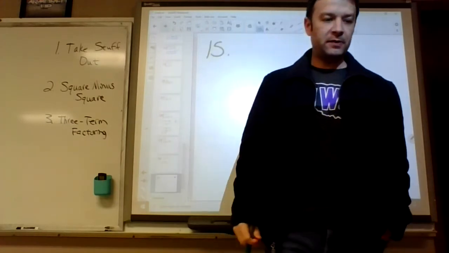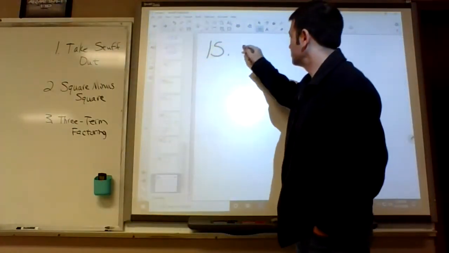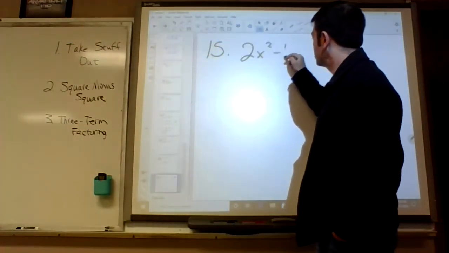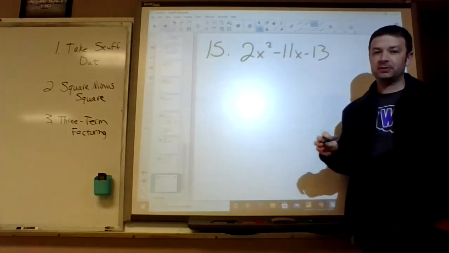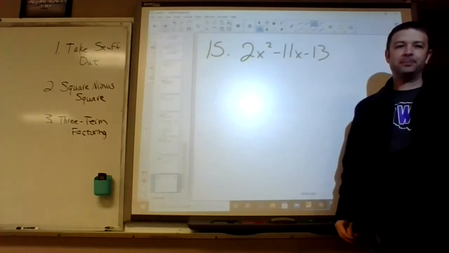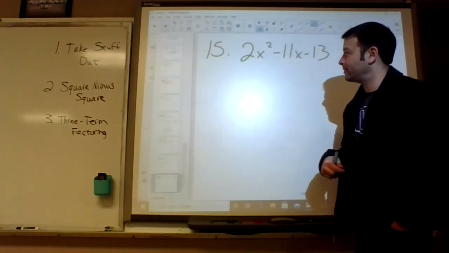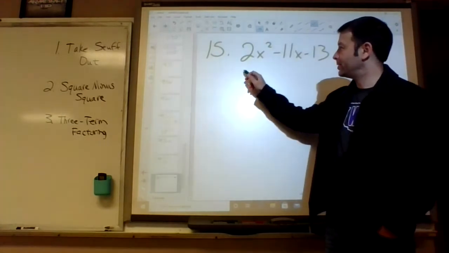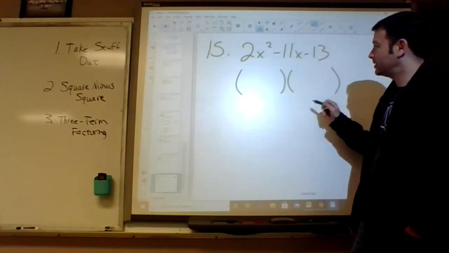Back to the odds. 15. Alright, what kind is this? 3 terms. 1, 2, 3. This one, it's getting trickier though. 15 is a kind of a major step up. What's different about this one and the other 3 term factoring?